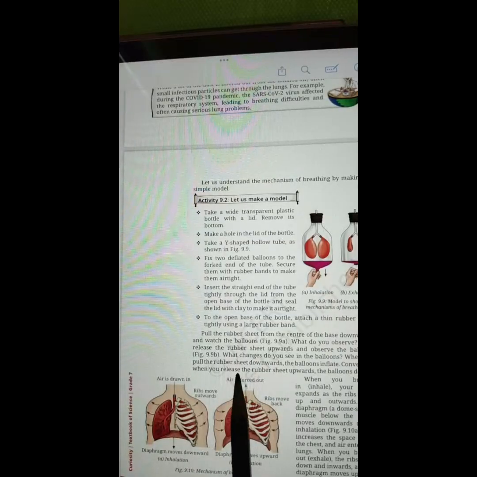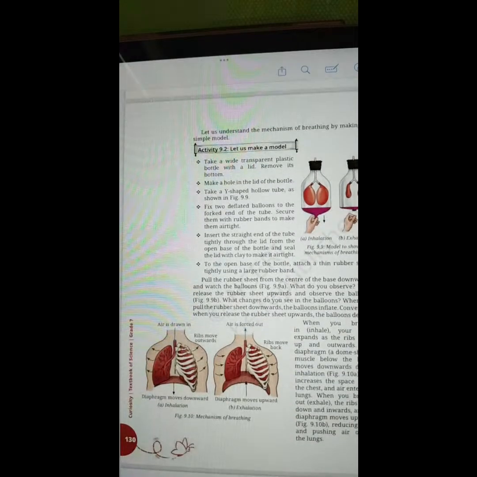When you pull the rubber sheet downwards, the balloons inflate. Conversely, when you release the rubber sheet upwards, the balloons deflate. When you breathe in, or inhale, your chest expands as the ribs move up and outwards. The diaphragm, a dome-shaped muscle below the lungs, moves downwards during inhalation. This increases the space inside the chest and the air enters the lungs. When you breathe out, or exhale, the ribs move down and inward and the diaphragm moves upward, reducing the space and pushing air out of the lungs.